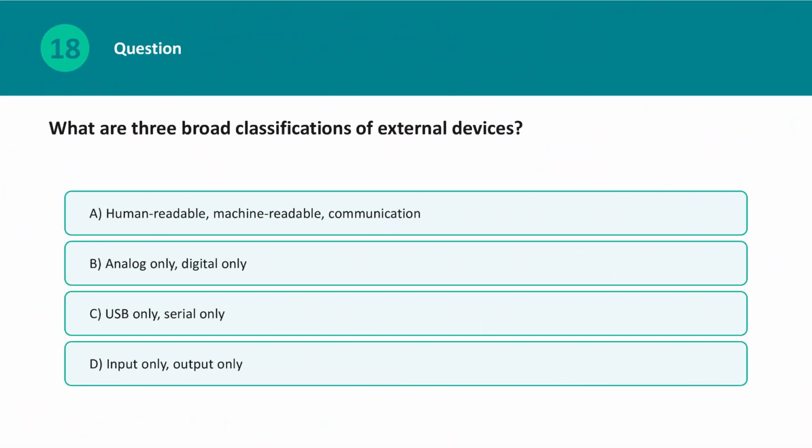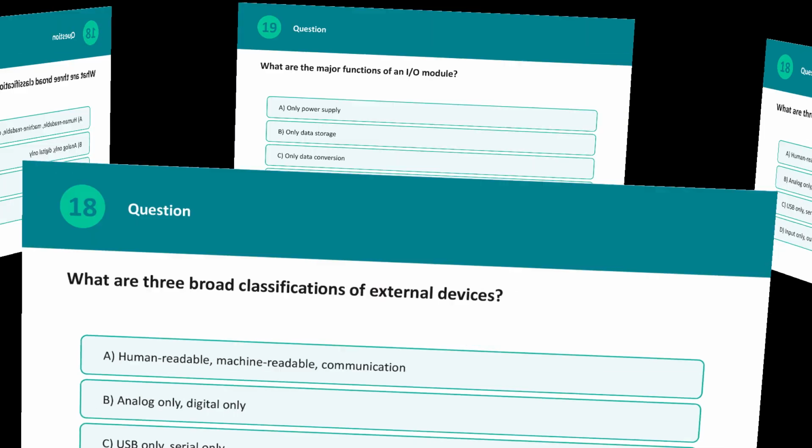What are 3 broad classifications of external devices? A. Human readable, machine readable, communication. B. Analog only, digital only. C. USB only, serial only. D. Input only, output only. The correct answer is human readable, machine readable, communication.